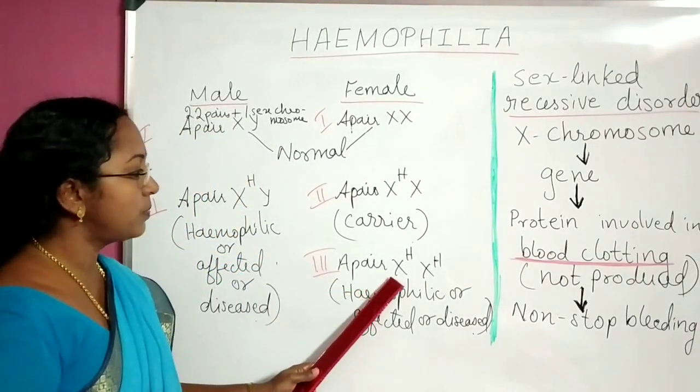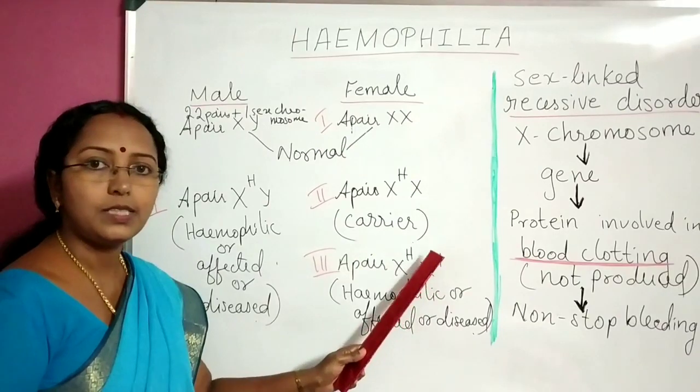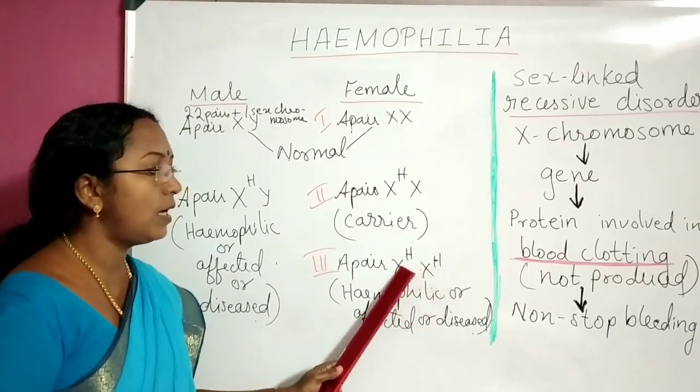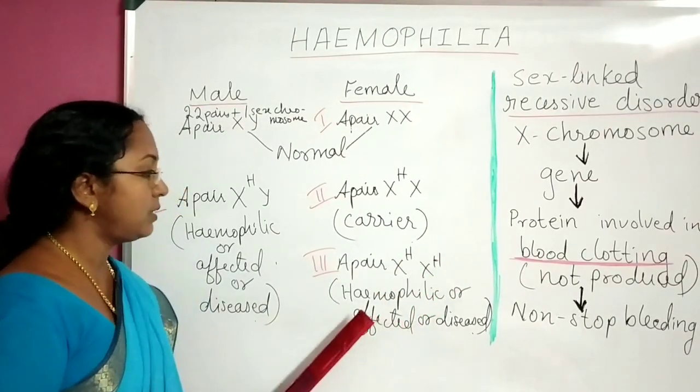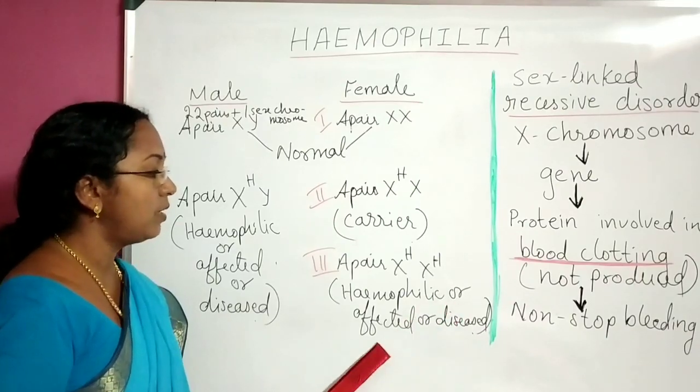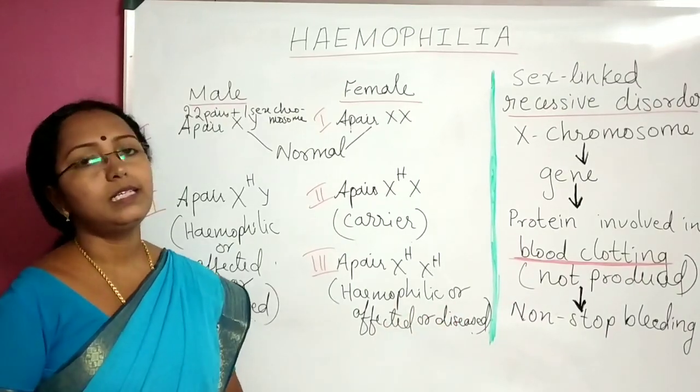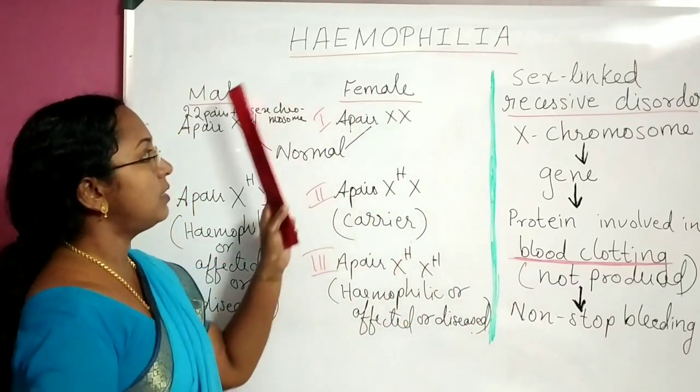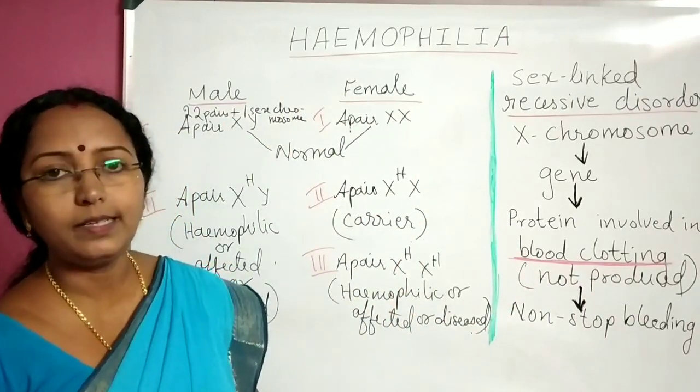A pair of autosomes, XH, XH. That means both the X chromosomes are affected. Then we say the female is hemophilic or affected or diseased. So these are the conditions. I hope it is clear now.